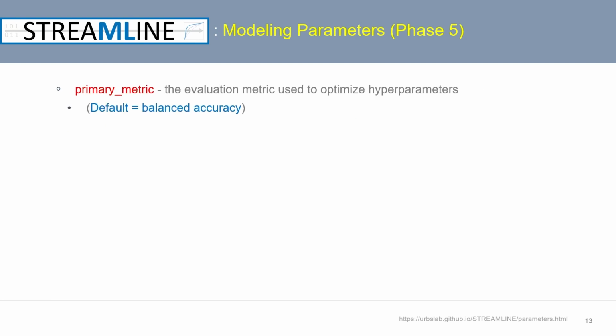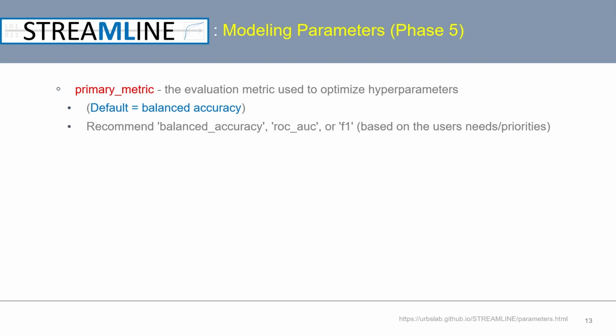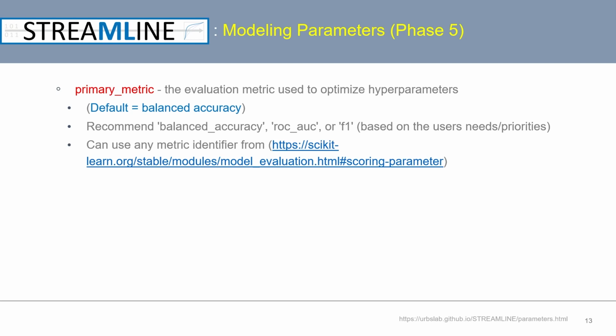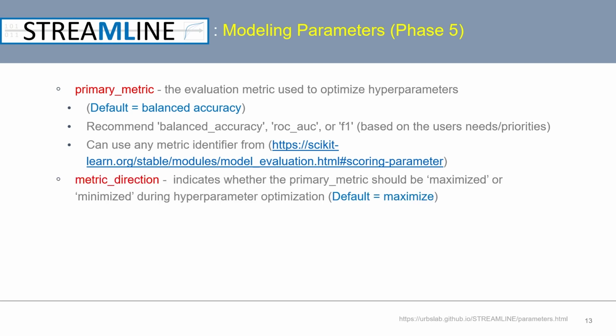Primary metric defines the evaluation metric to be used to optimize hyperparameters and is set to balanced accuracy by default. Generally speaking, we recommend users apply balanced accuracy, ROC area under the curve, or F1 score in this parameter, based on their needs and priorities. However, this parameter is set up to use any metric identifier described at the following scikit-learn link. Metric direction indicates whether the primary metric should be maximized or minimized during hyperparameter optimization, and this is set to a default of maximize to pair with balanced accuracy.